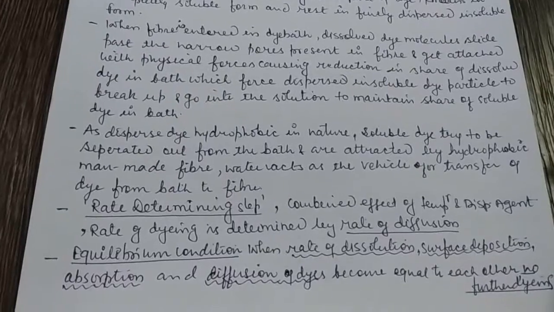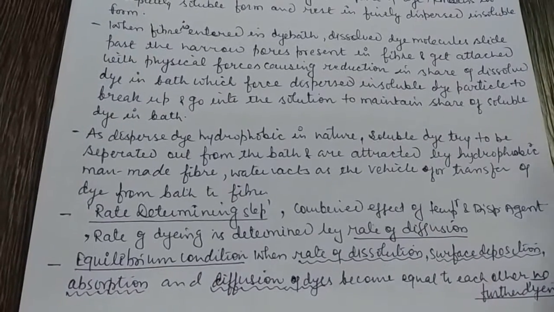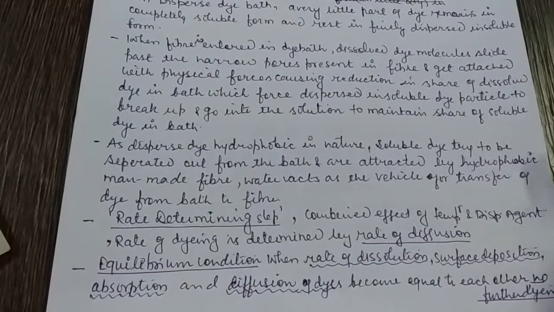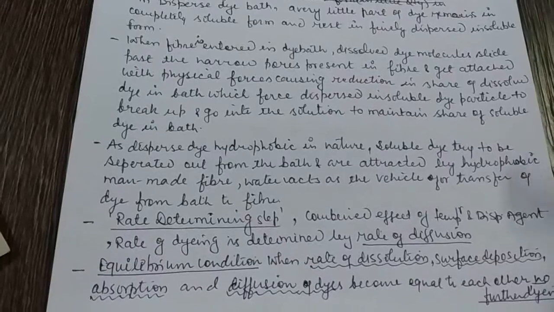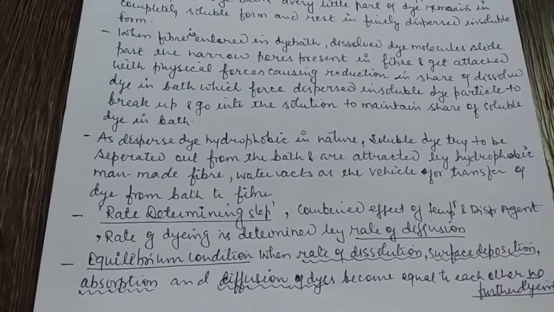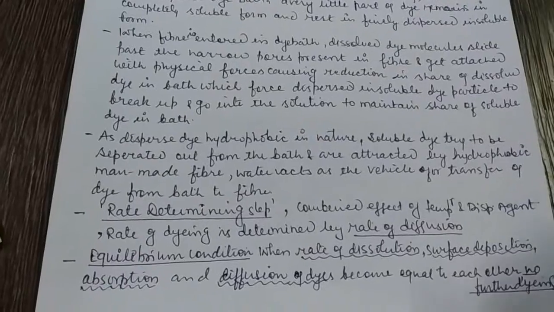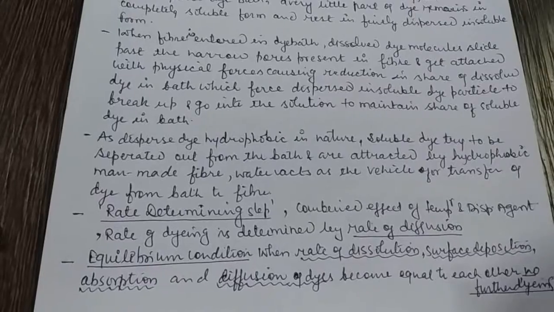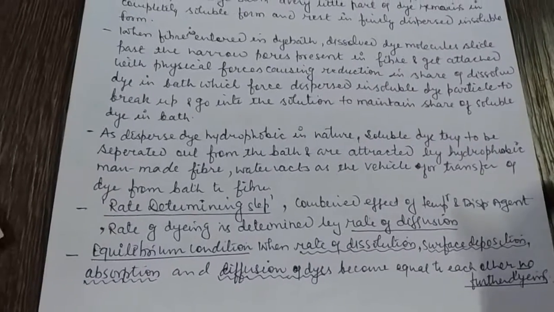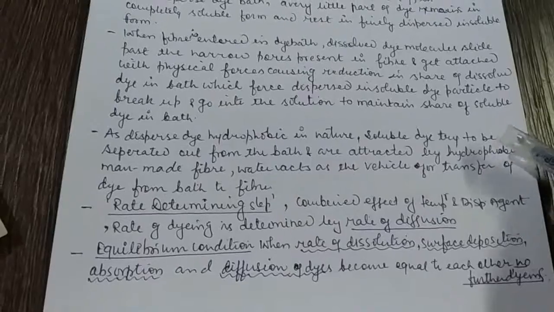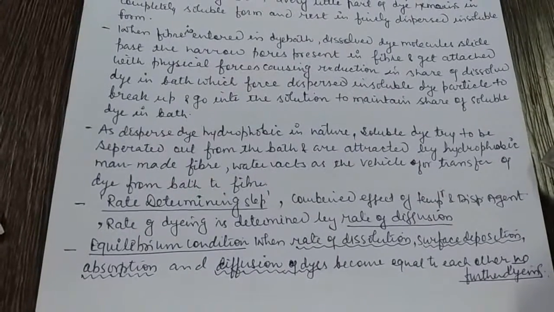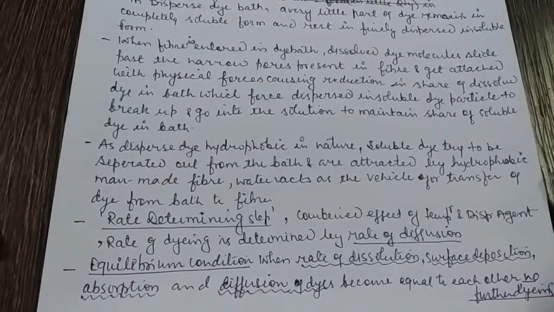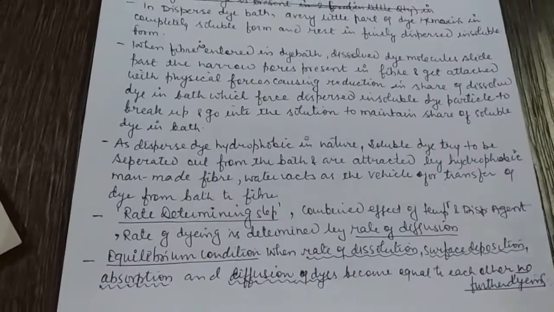As we discussed in last lecture, various steps of dispersed dyeing, that is, first dissolution of dispersed dye, then surface deposition, then absorption, then finally diffusion of dye inside the fiber structure. So when the amount of dye taken up by the fiber is not increased, at that situation we call equilibrium condition. So in very short, at equilibrium conditions, rate of dissolution, surface deposition, absorption and diffusion of dye become equal to each other.